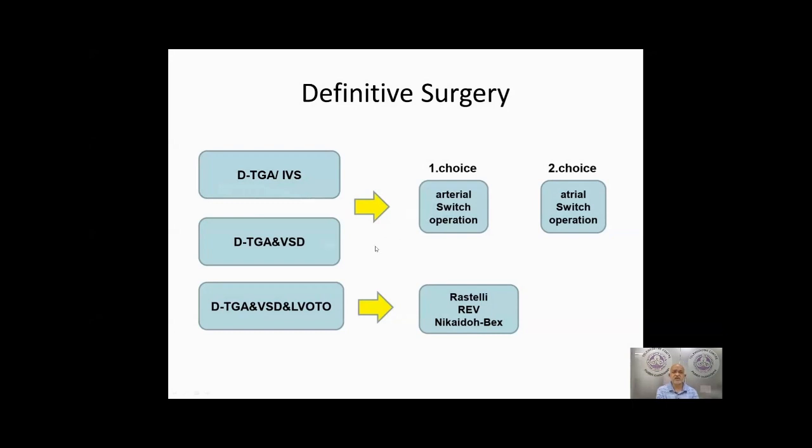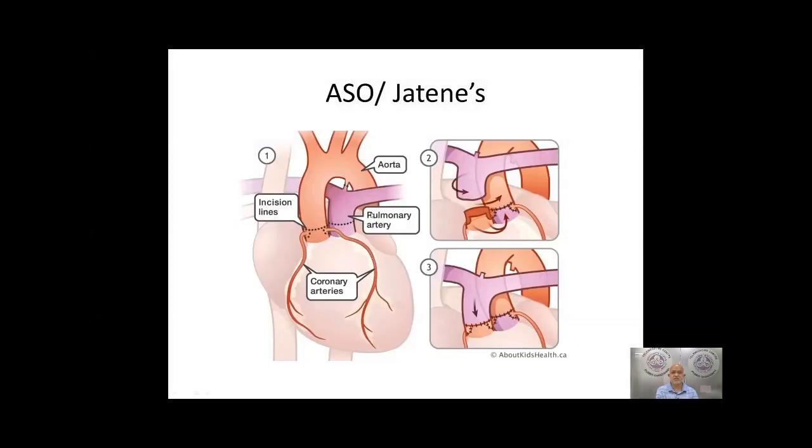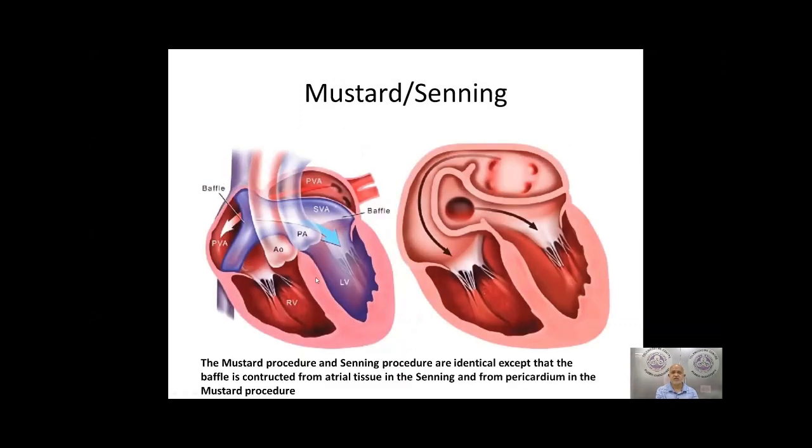And if you get a delayed and late presentation, or the patient has a VSD with RVOTO, Rastelli surgery is required. In the Jatene switch surgery, the preferred surgery, we basically switch the aorta and pulmonary artery interchangeably, and then they have generally good outcomes.